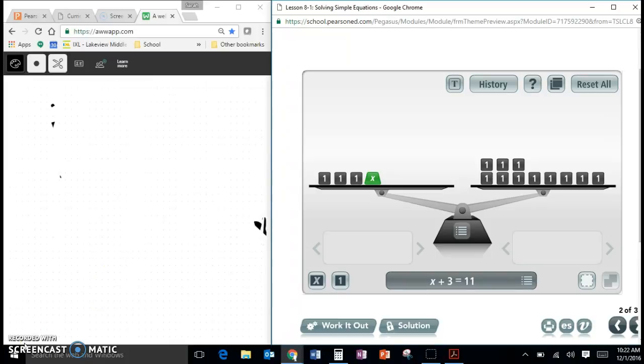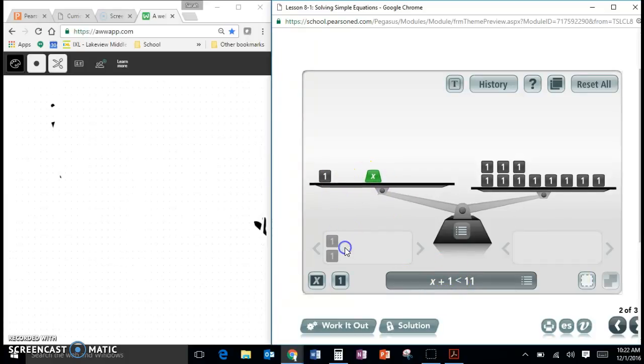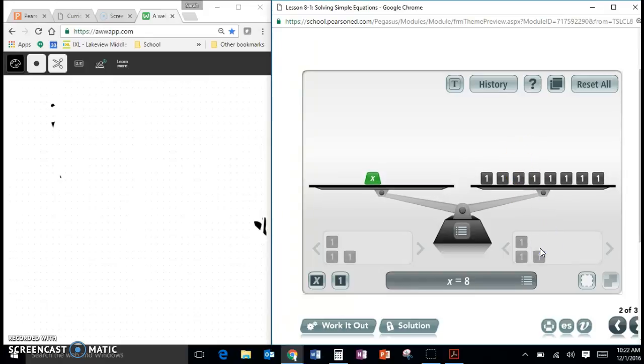For this part, we are going to be using an equation tool, and you can see that we have x plus 3 equals 11. So what we need to do is get x by itself. If I take away these 3 from one side, again, I need to do the same thing to the other side, and you can see that since I did the same thing to both sides, I have x equals 8. So in the original equation, our answer is x equals 8.